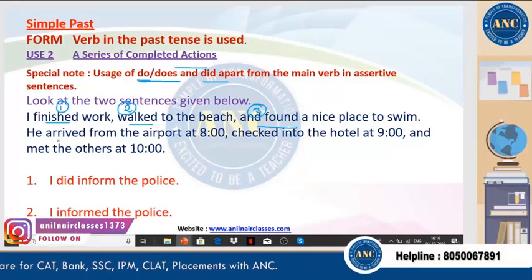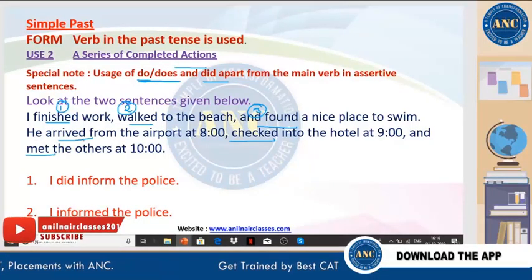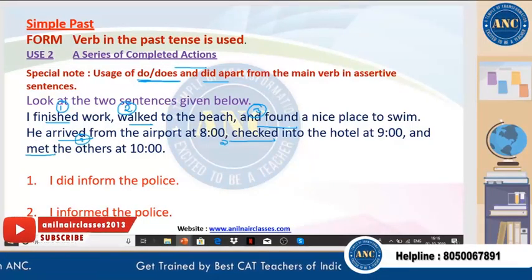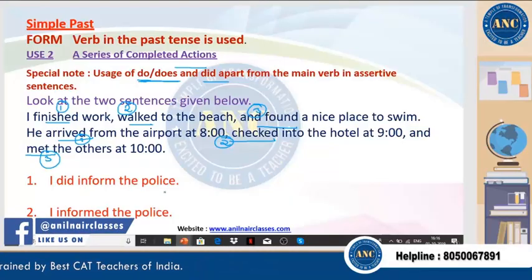He arrived from the airport, he checked into the hotel and met all three. So here also all the three are in the simple past only. Clear? Yeah.